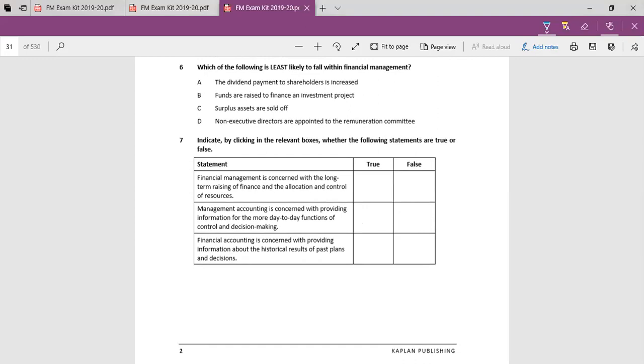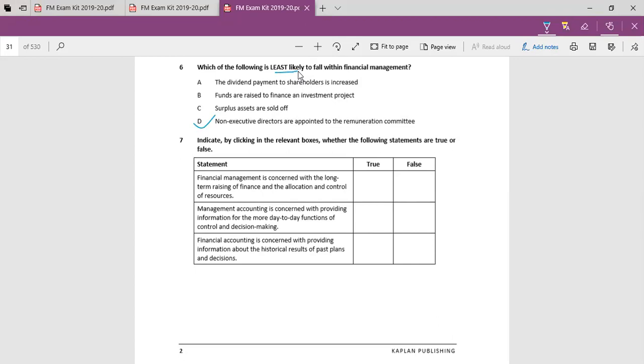C is surplus assets are sold off. So buying and selling of these assets also is a part of investment decisions. So that again is a part of financial management. So non-executive directors are appointed. Okay, this is related to the internal control, audit, those aspects of it, the management part of it. So non-executive directors are appointed, which is least likely to fall within financial management.